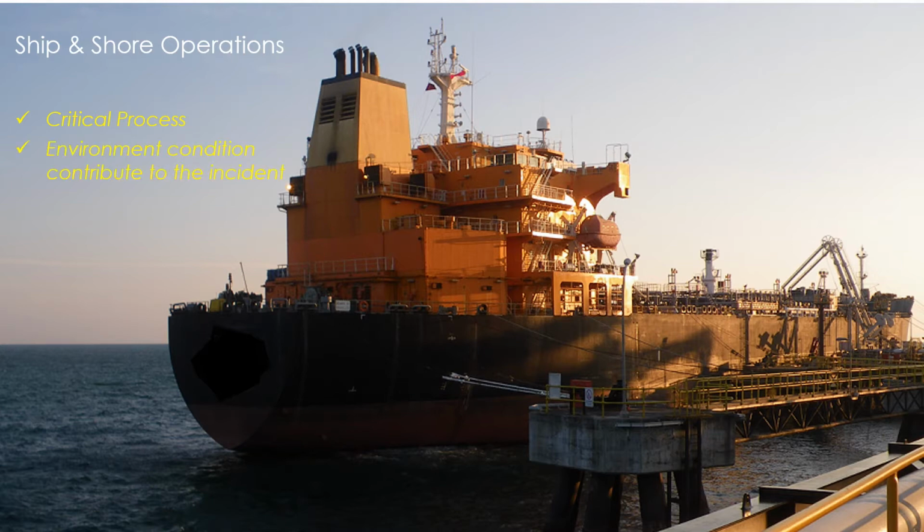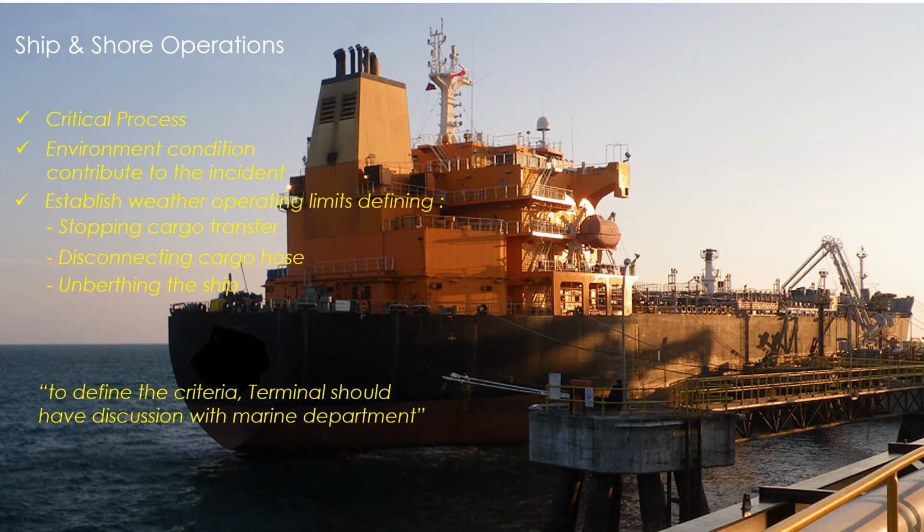It is essential that the terminal should establish operating limits, which define the thresholds for stopping cargo transfer, disconnecting the cargo hose, and even removing the ship from the berth, or unberthing. The environmental criteria such as the maximum wind, swell height, current speed, and other criteria that the terminal considers essential are part of it. To define the criteria, the terminal should have a discussion with the Marine Department, and the agreed criteria will be applied only for that specific terminal.